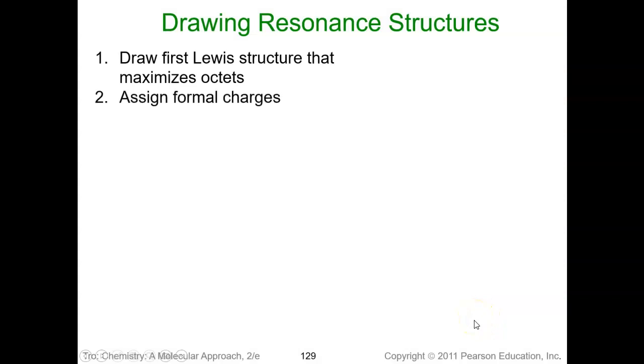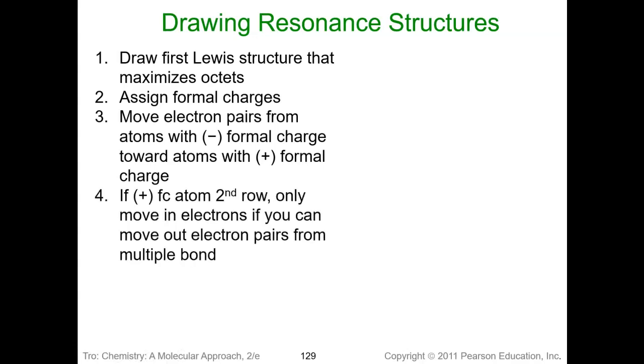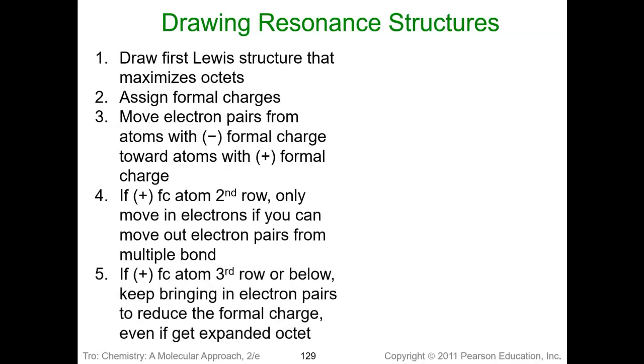Okay, so first draw the Lewis structure that minimizes the octets like we did with our steps during our octet rule. Then we assign our formal charges. Then we take electron pairs with negative formal charge and move them towards the positive. If it's a group 2, you remember it can't expand the octet, but if it's a group 3, you can. Okay, so here's a Lewis structure.